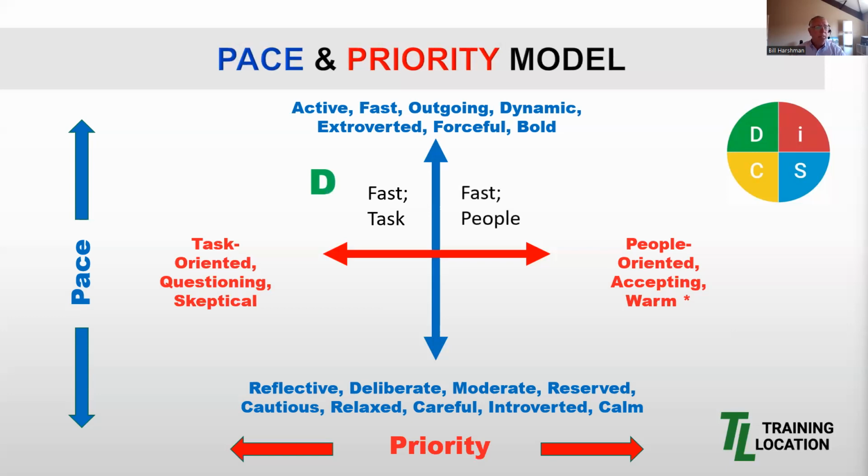As we look at this simple grid, we can begin to make the unique pace and priority pairings into each quadrant as follows. Fast and task orientation reflects a D or dominant style. Fast and people orientation signifies an I or influence style. Deliberate and a people orientation tells us we're an S or a steady style. And deliberate and task orientation implies a C or conscientious style. This model will help us understand the interaction between different styles.